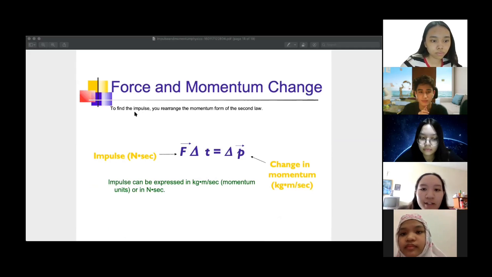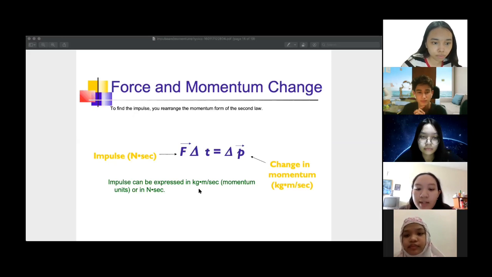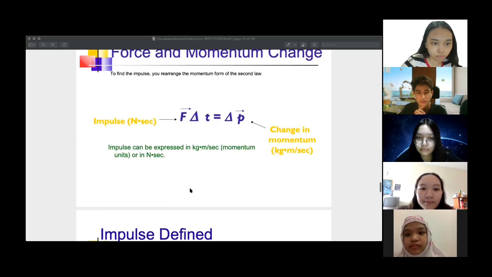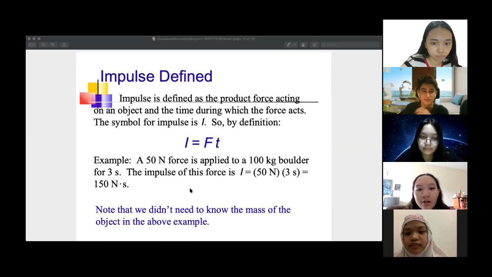Next, for the force and momentum change, to find the impulse, you rearrange the momentum form of the second law. It can be found by the formula F times delta t equals delta P. Impulse can be expressed in kilogram meter per second or in Newton second. Impulse is defined as the product of the force acting on an object and the time during which the force acts. The symbol for impulse is I. So, by definition, I equals F times t.